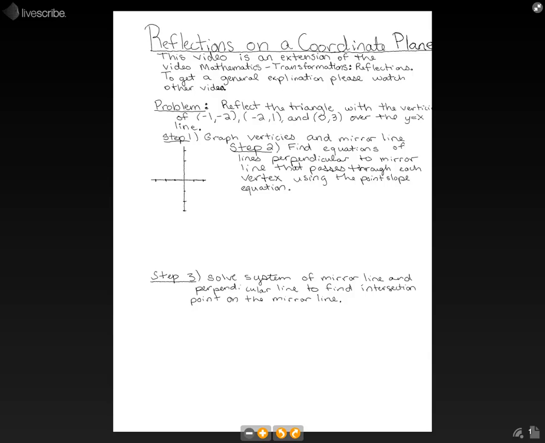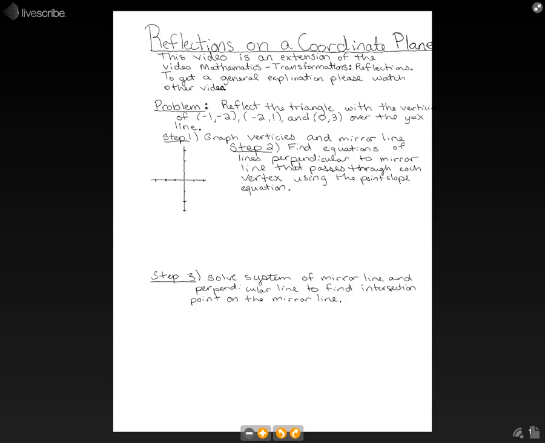So the problem we're going to work through is reflecting the triangle with the vertices of (-1, -2), (-2, 1), and (0, 3) over the y equals x line. So the first thing we want to do in order to work this problem is to graph the vertices and the mirror line. This is going to make it a lot easier for us to visualize what's going on.